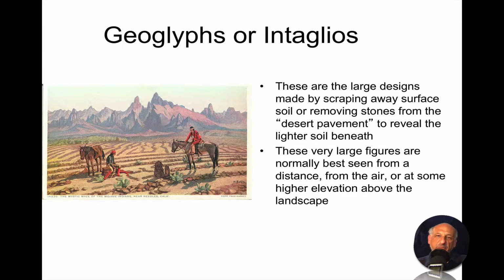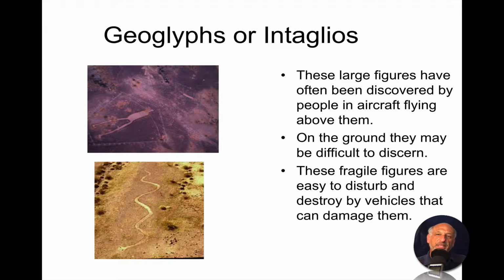The geoglyphs or intaglios we had alluded to earlier. These are the large designs made by scraping away the surface of the soil, removing stones from the desert pavement, or almost three-dimensionally, basically crafting the landscape. These are very large figures, normally best seen from a distance and from the air, and at some higher elevations above the landscape. Geoglyphs or intaglios have been discovered by people flying in aircraft above them. On the ground, they may be difficult to identify. These fragile figures are easily disturbed, and they can be destroyed by vehicles if they are rolled over them, and they can then be completely eroded away.